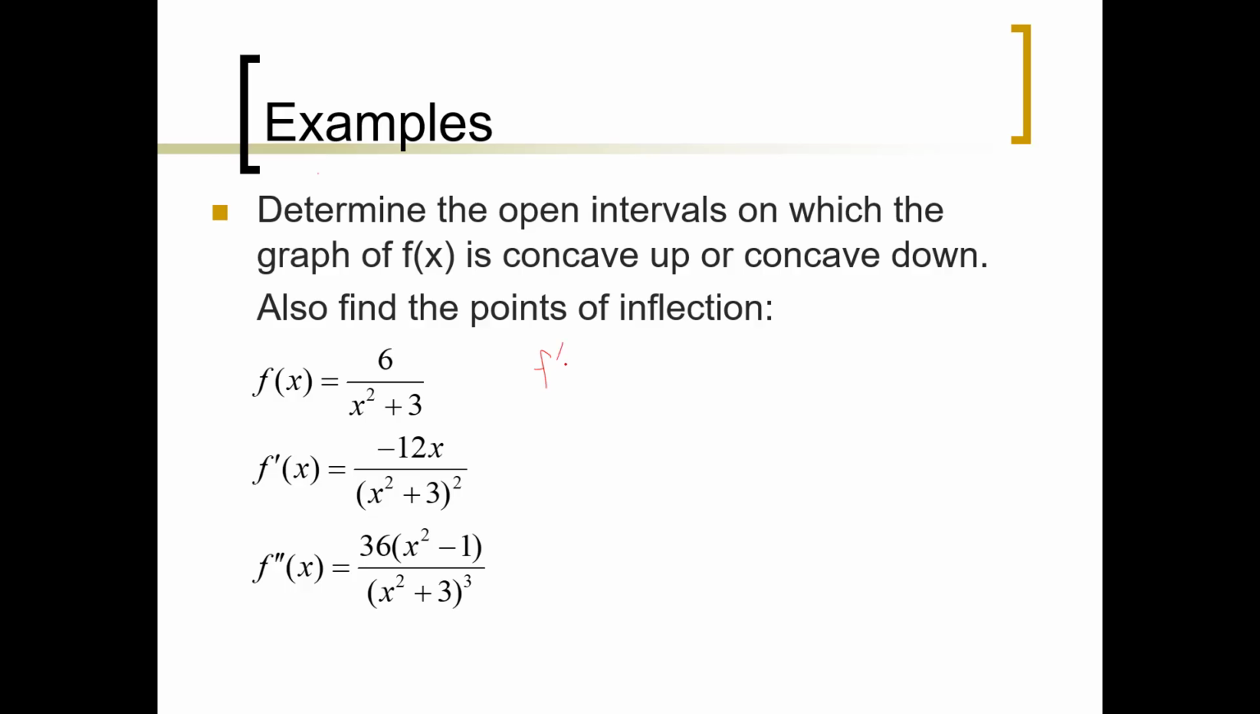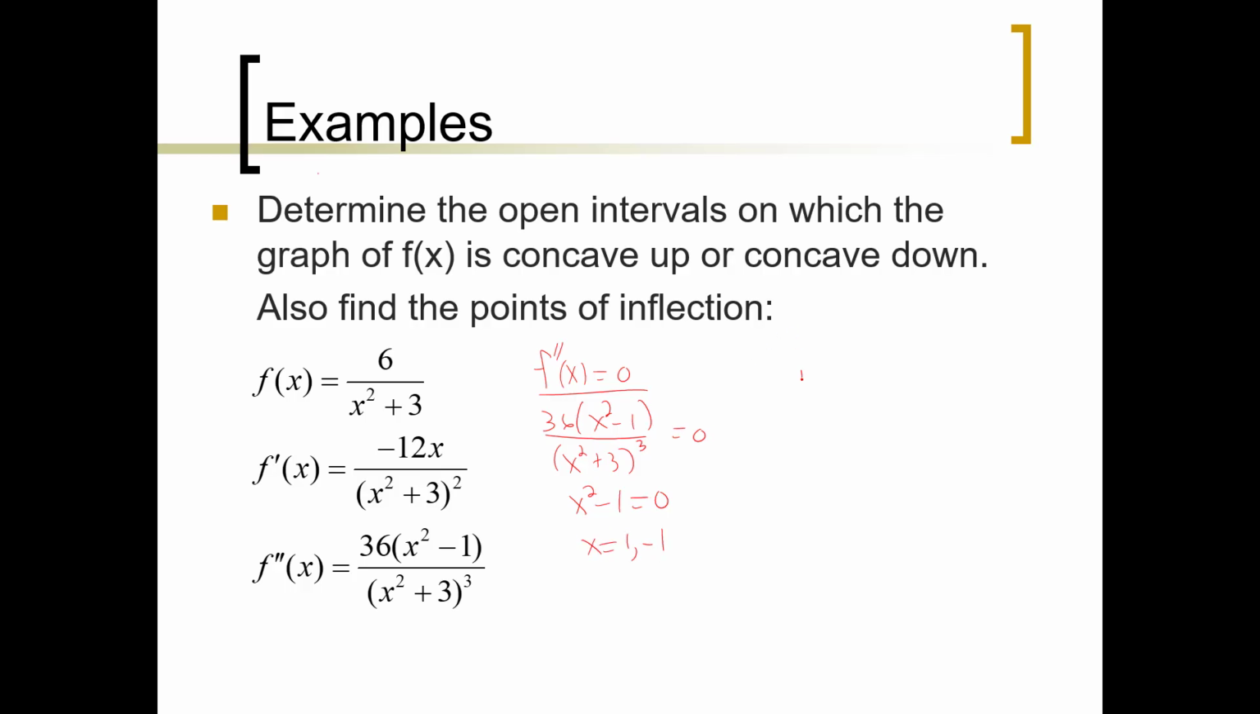I've already given you the second derivative, so let's go ahead and find out when that second derivative would be 0, and solve that for x. That would mean 36 times x squared minus 1, all over x squared plus 3, that quantity cubed, would have to equal 0. Clearly that means x squared minus 1 is 0, so x is 1 or negative 1.